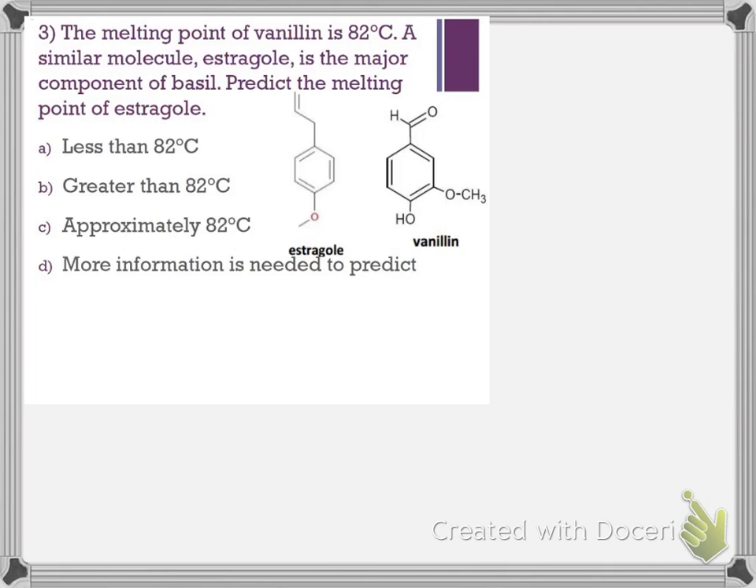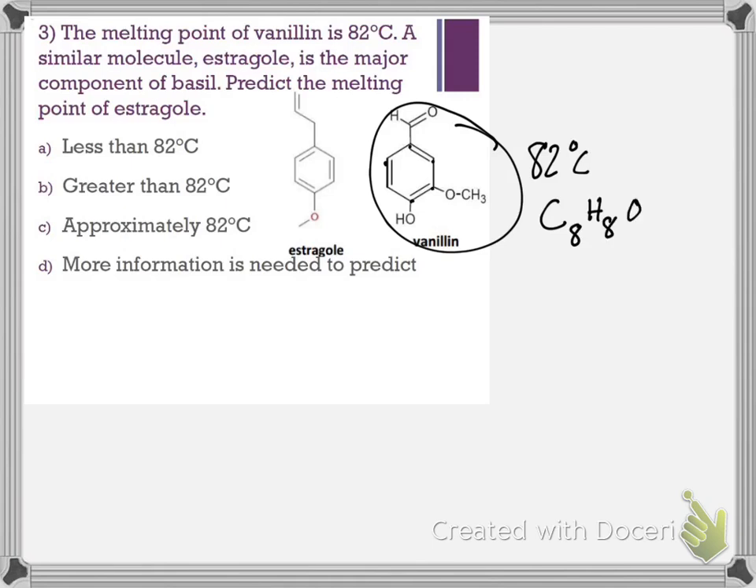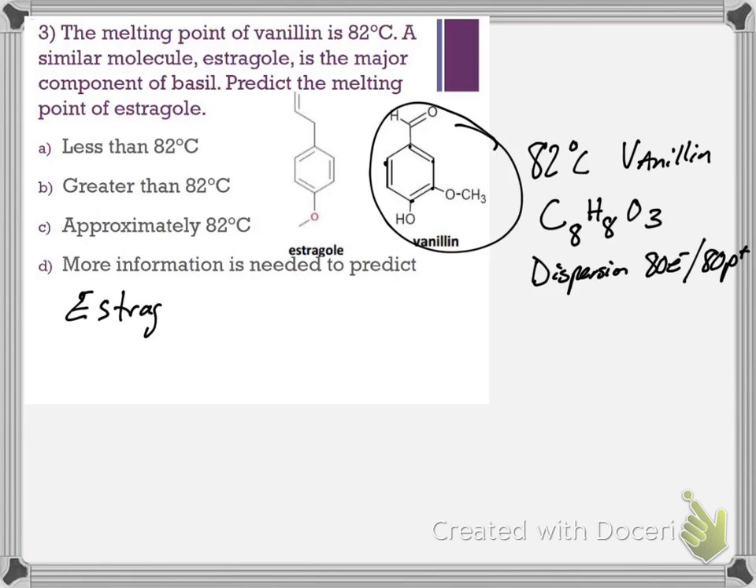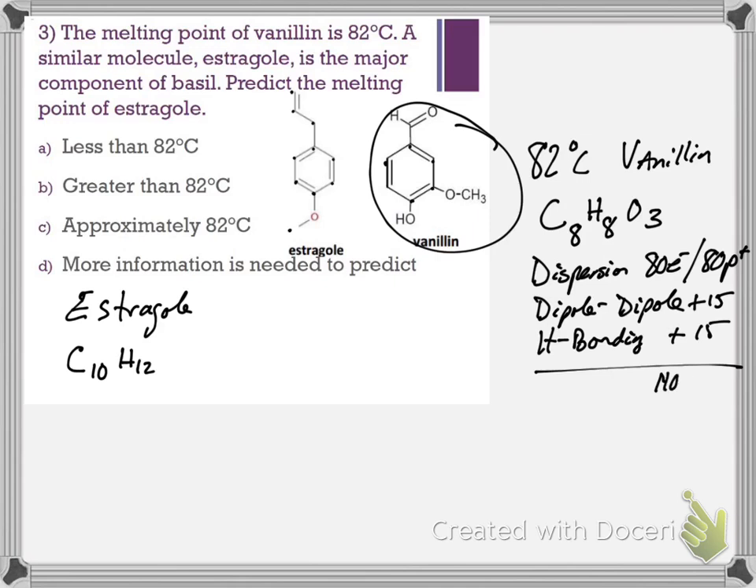Right, this is a question about vanillin. Vanillin has a melting point of 82 degrees. It has a formula of C8H8O3. It has dispersion, a total of 80 electrons, 80 protons. And we look at estragole, whose formula is C10H12O. Just to keep in mind, vanillin also has dipole-dipole, and it has hydrogen bonding, which adds an additional 30 electrons, giving us a total of 110.